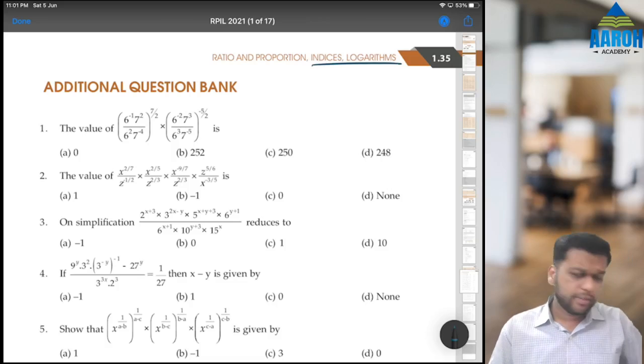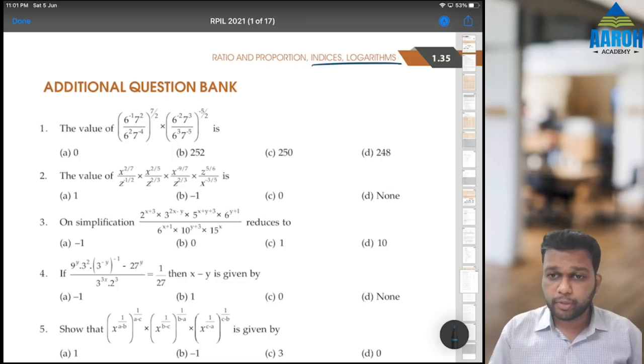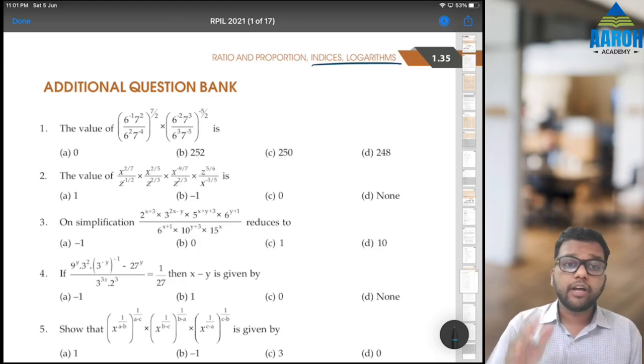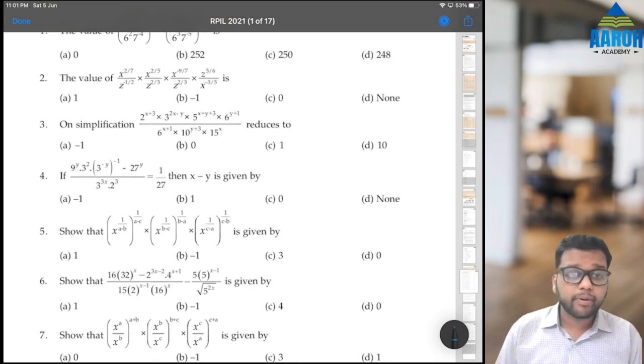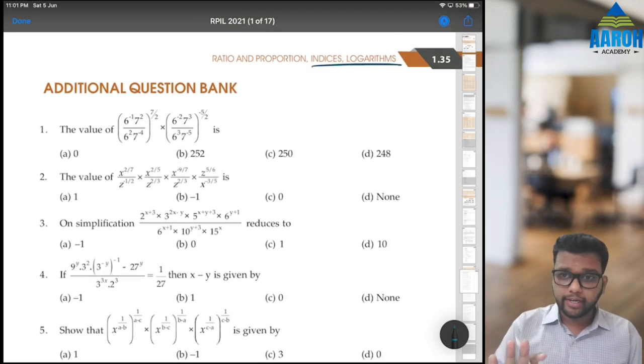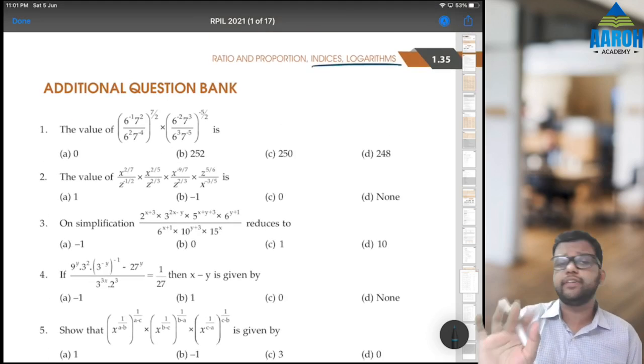Okay, hi. So let's start with the additional question bank of ratio proportion indices log. Actually, on the indices log, there are no ratio proportion questions here. A lot of students ask how to solve these questions in 1 minute. These are such big questions, how to solve them in 1 minute? So let's see how to actually solve them in 1 minute. We'll try to solve as many as we can in 1 minute.